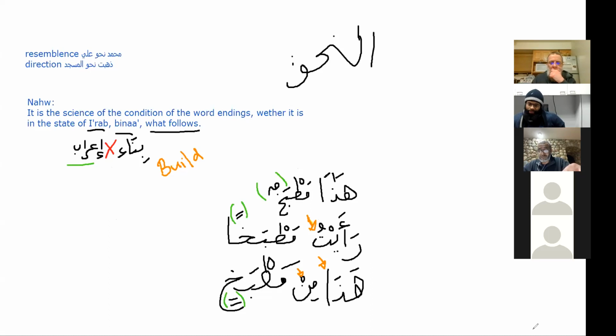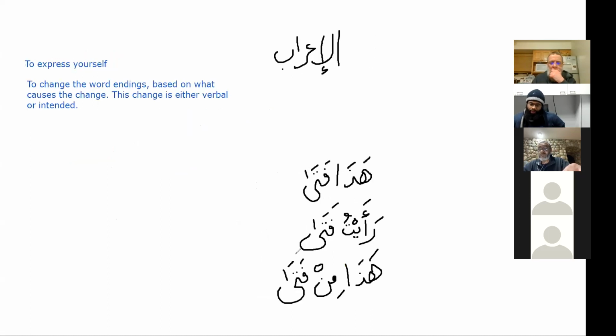But we don't see a fatha, a dhamma, or a kasra. So the change here is intended. It's not verbal. Can you see a fatha here? Can you see a dhamma? Abu Muhammad, can you see a dhamma on the alif? No, you can't see it.